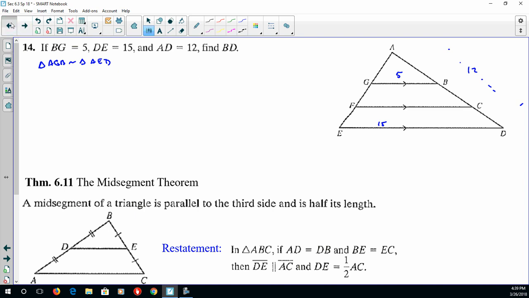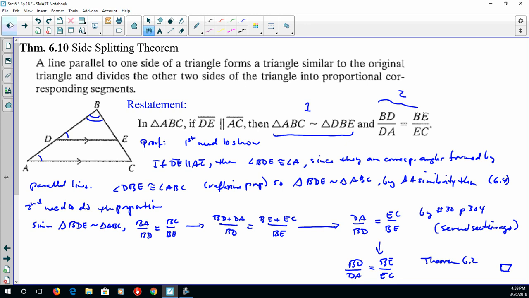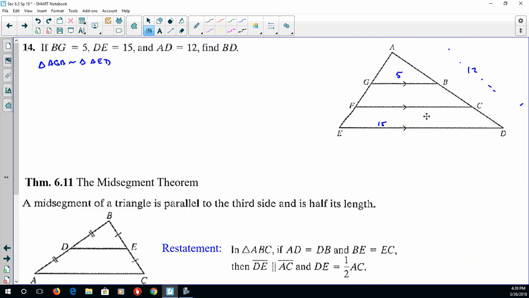So since BG is parallel to DE, the little triangle here is similar to that. And from that we get that BG is to DE, that is the short base is to the long base as the short right-hand side is to the long right-hand side. Excuse me, AB is to AD.